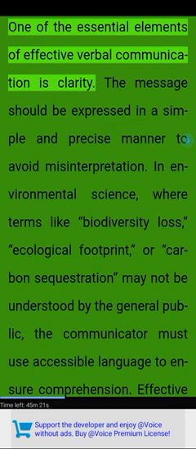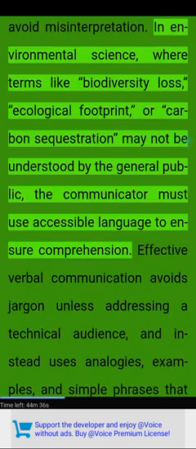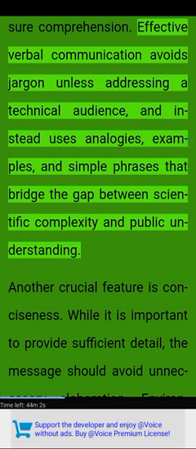One of the essential elements of effective verbal communication is clarity. The message should be expressed in a simple and precise manner to avoid misinterpretation. In environmental science, where terms like biodiversity loss, ecological footprint, or carbon sequestration may not be understood by the general public, the communicator must use accessible language to ensure comprehension. Effective verbal communication avoids jargon unless addressing a technical audience, and instead uses analogies, examples, and simple phrases that bridge the gap between scientific complexity and public understanding.